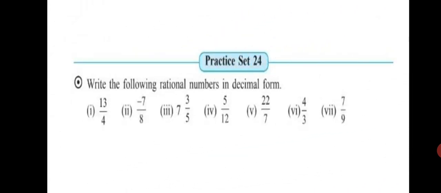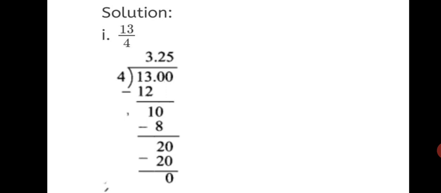So now we begin our practice set 24. Write the following rational numbers in decimal form. You are given 7 questions which you have to write in decimal form. So let's see how we can divide and do this. Okay, the first sum, 13 upon 4. Now 13 upon 4 we divide.